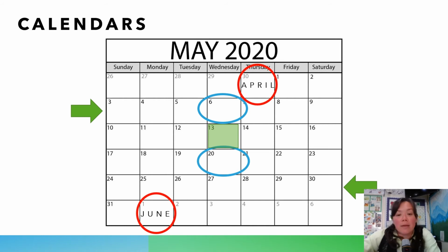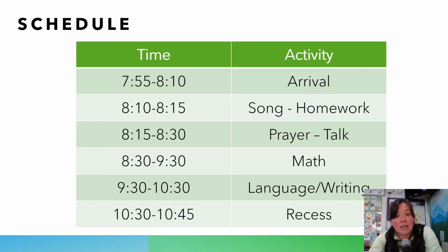So a week before the 13th was the 6th, that's today's date, and a week below the 13th is the 20th. And so this is how the calendar works. It really helps to see the weeks before and below, and you're going to have an exercise like that in your work page today. Let's move on to schedules.